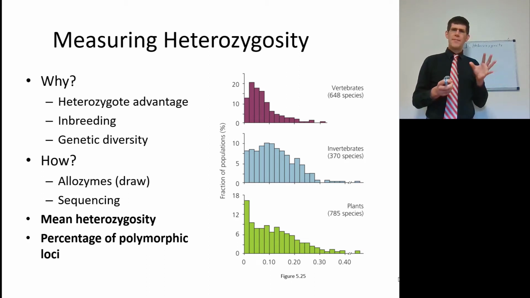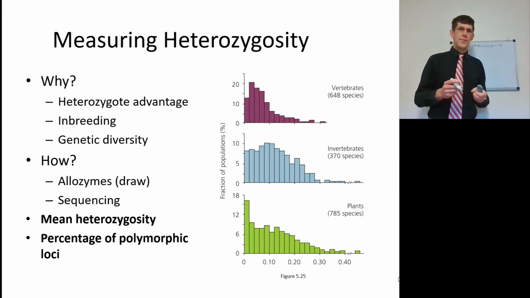Heterozygosity is also a measurement of inbreeding. So a population that has been highly inbred has a lot of homozygotes and not a lot of heterozygotes. Heterozygosity is also a measure of genetic diversity. So how many different alleles exist and how many different alleles are going to be heterozygous in a population is a measurement of how diverse the population is. How do we measure this?